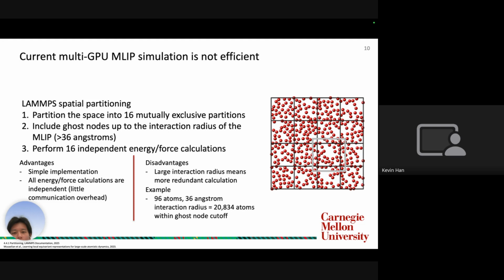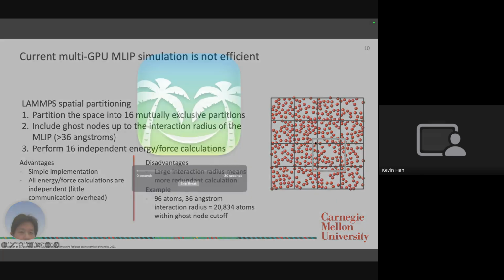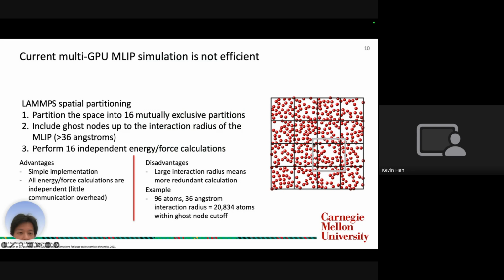The disadvantage, though, is really the core thing that we would like to overcome: this interaction radius. This expansion up to over 36 angstroms of the interaction radius means that we have a huge amount of redundant calculation. The reason it's redundant is that if we consider all of the nodes that are within the expanded partition but outside of the mutually exclusive partition, these are kind of like the expanded nodes. We actually discard these nodes after every single forward and backward pass, so we're not actually using any of this information at all. The reason is that it's not the most up-to-date energy and force calculation.